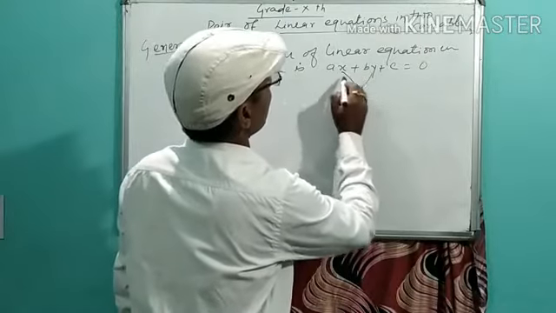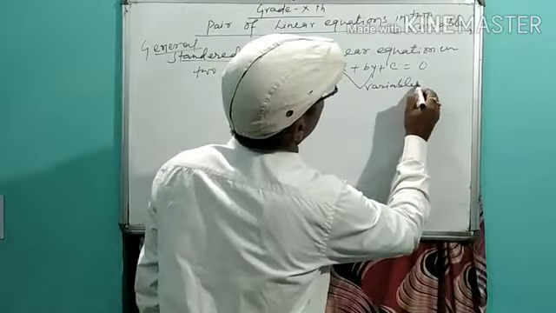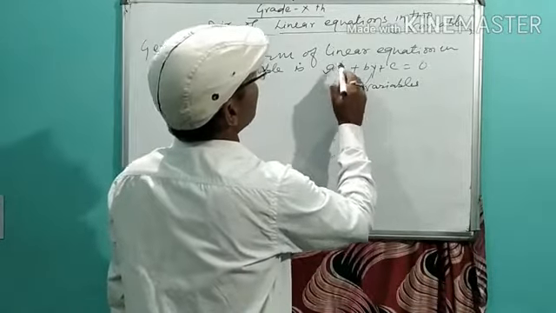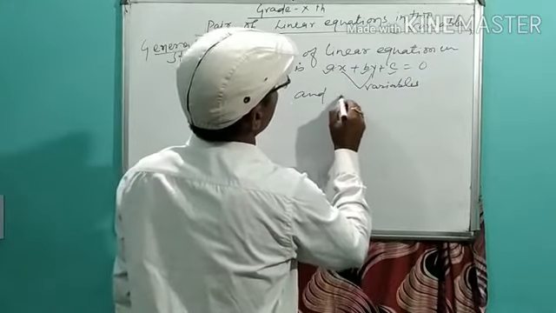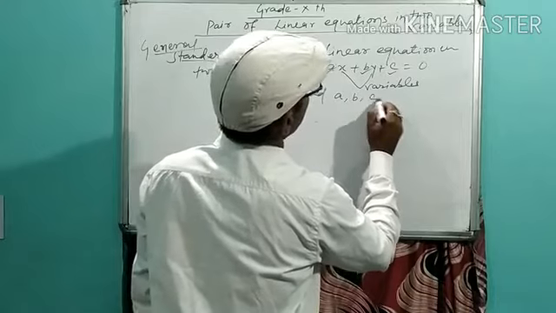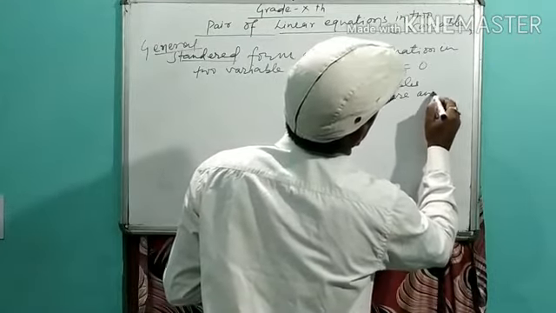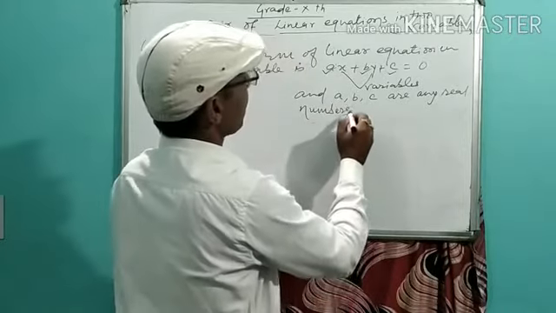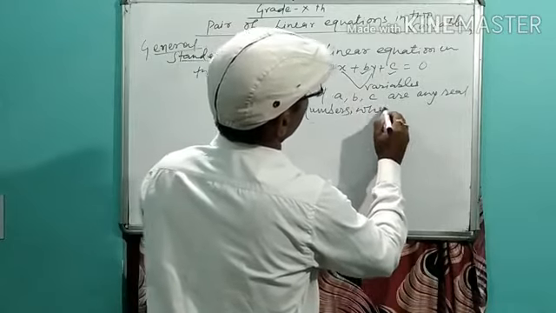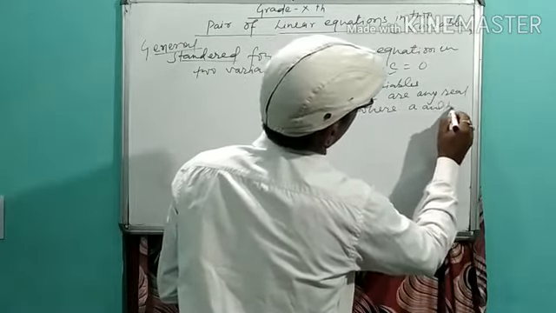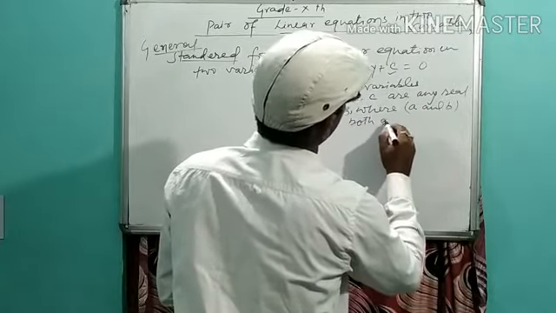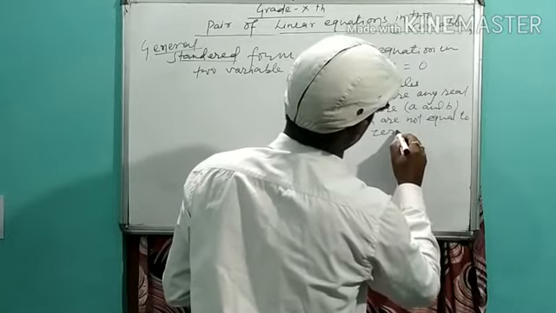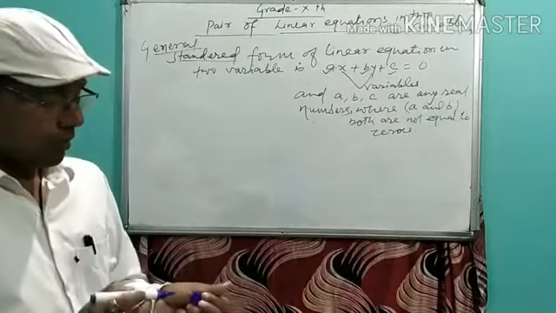Two variables, here x and y are the variables, and here a, b and c are any real numbers, where a and b both are not equal to 0. Okay?